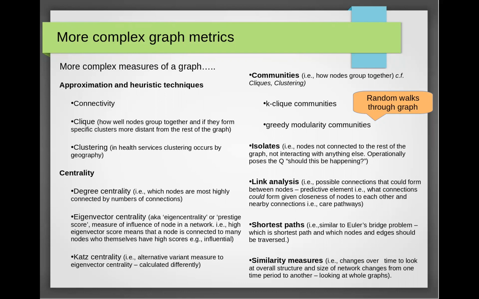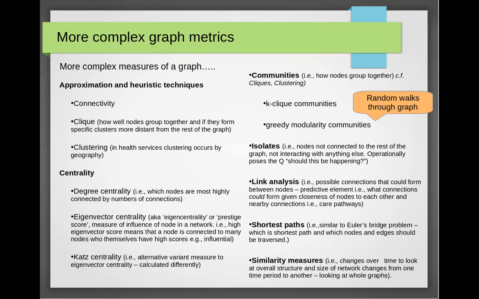Then on the right, we've got our cliques, clustering and communities that we need to consider. So this is how well the nodes are bunched together, if you like. And you can look at the clique community, so how many of those exist. You've got the greedy modularity communities, and this is basically you walking through the graph and seeing how well each node is connected.